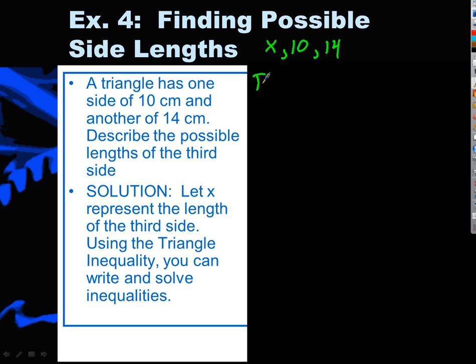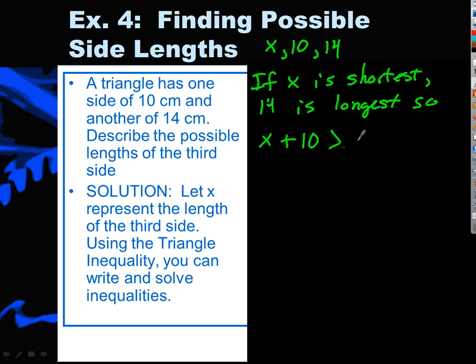So if x is shortest, then 14 is the longest, right? So, what does the triangle inequality say? What plus what is greater than what? True, but the length of the two shorter sides has to be greater than the longest side. So if 14 is the longest, if x is the shortest, then wouldn't that be something like this? X plus 10 has to be greater than 14. Everybody get that? So that's what we get if we assume that x is the shortest side of the triangle. And we can solve that. All I have to do is subtract 10 from both sides, and I get the result x is greater than 4, right?